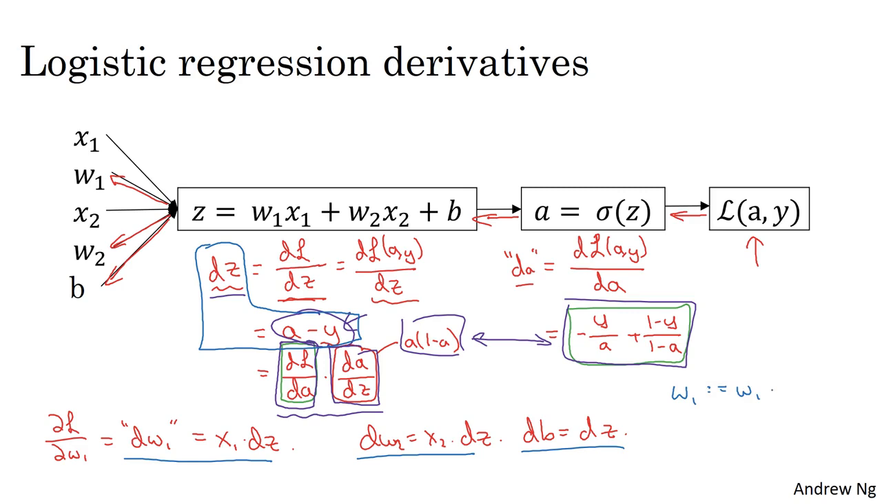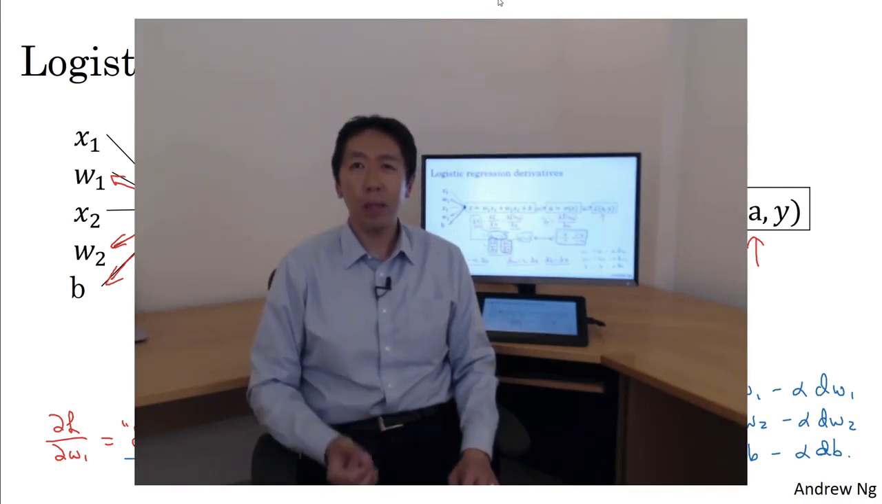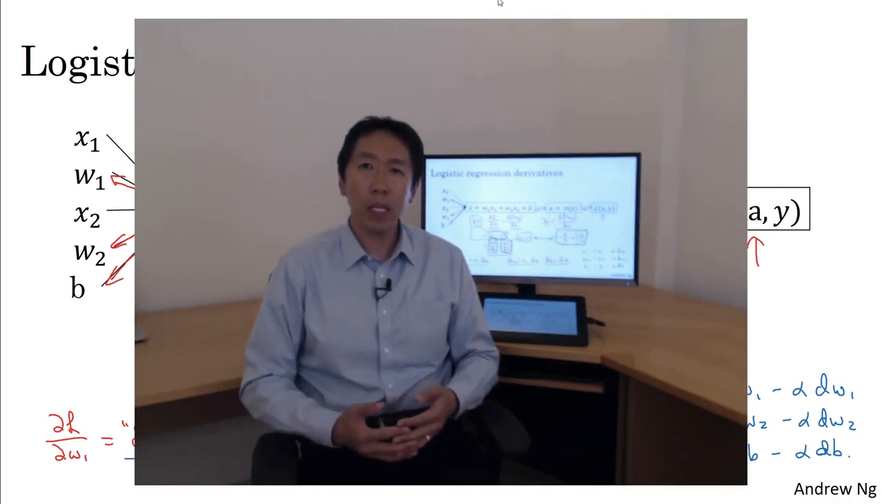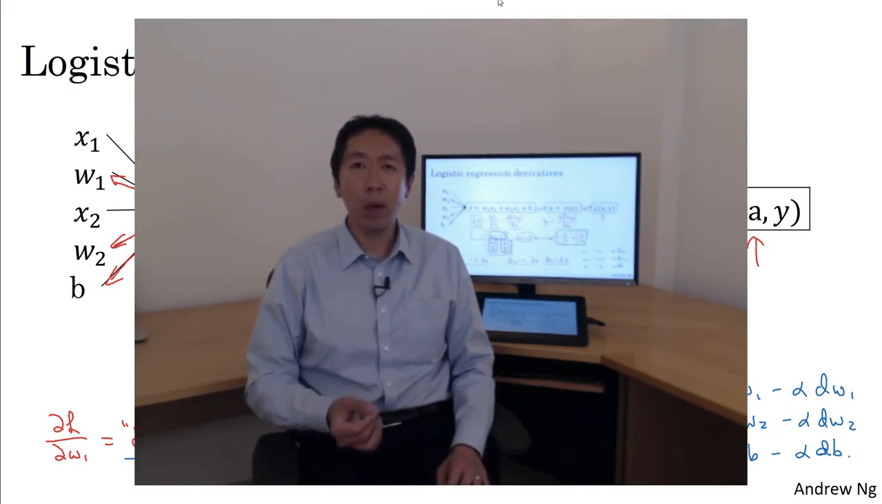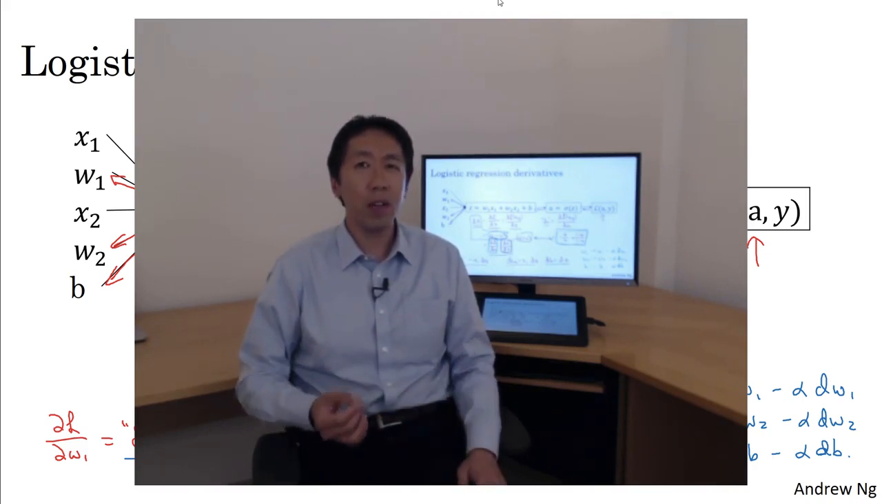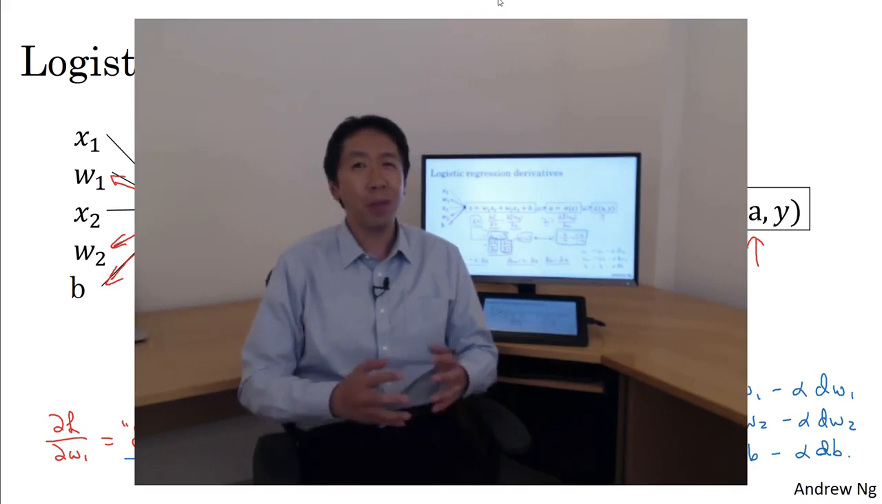W1 gets updated as w1 minus learning rate alpha times dw1. W2 gets updated similarly, and b gets set as b minus the learning rate times db. So this would be one step of gradient descent with respect to a single example. You've seen how to compute derivatives and implement gradient descent for logistic regression with respect to a single training example. But to train your logistic regression model, you have not just one training example, you have an entire training set of m training examples. So in the next video, let's see how you can take these ideas and apply them to learning not just from one example, but from an entire training set.